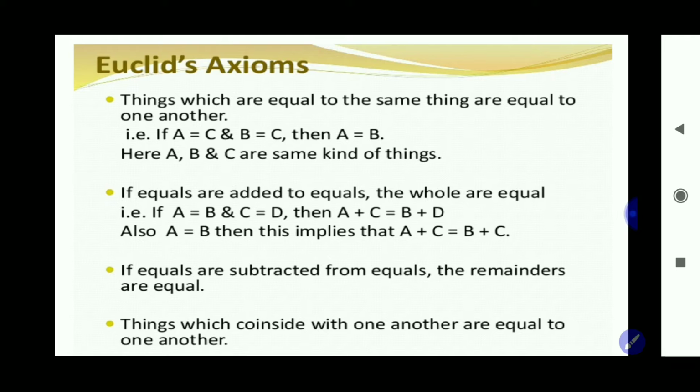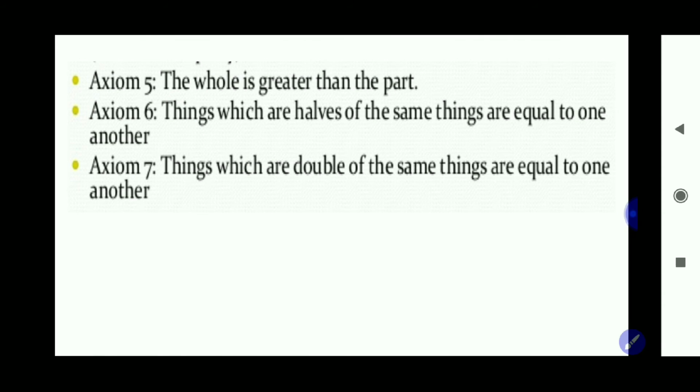If equals are subtracted from equals, the remainders are equal. Things which coincide with one another are equal to one another. One more axiom. The whole is greater than the part. Next one. Things which are halves of the same things are equal to one another. Things which are doubles of the same things are equal to one another.